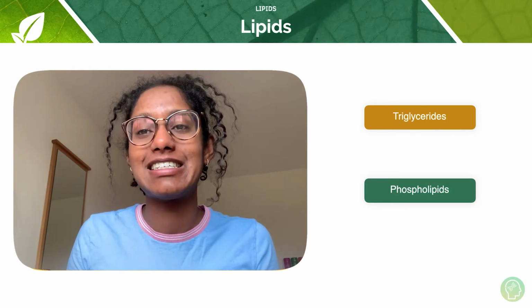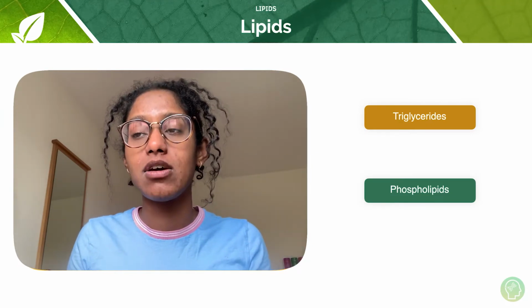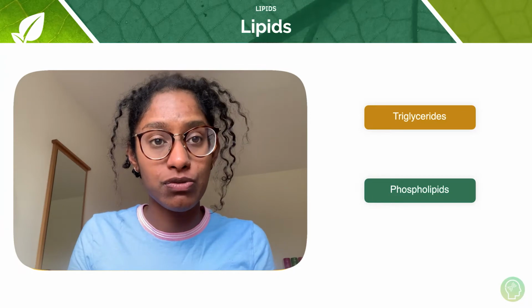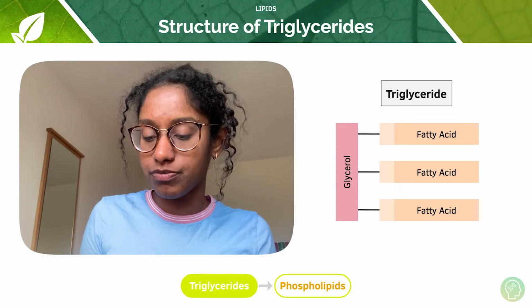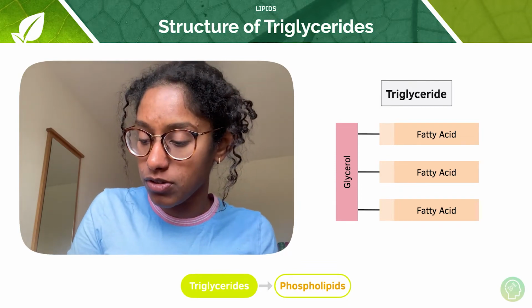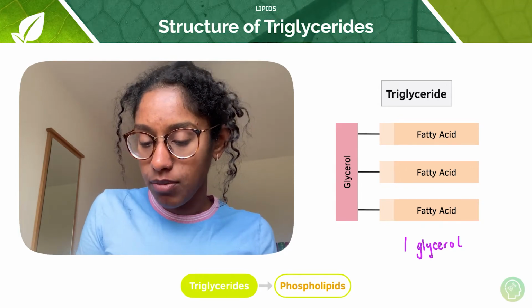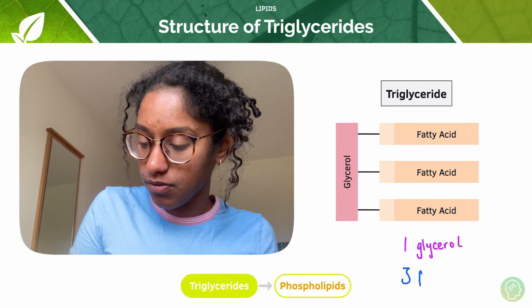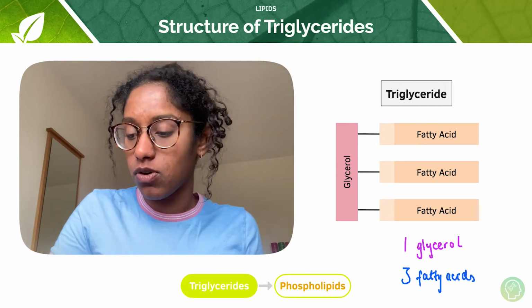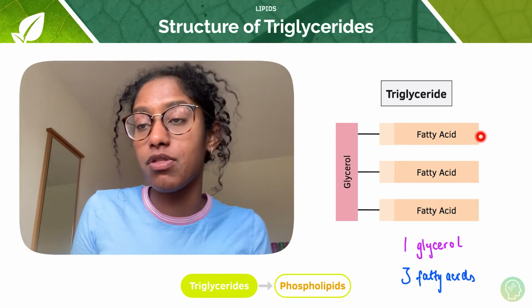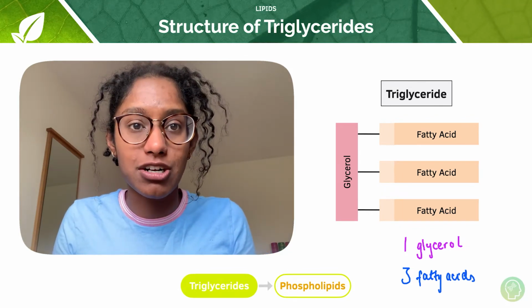So just to quickly cover the two types of lipids I want you to think about for your exams: number one, triglycerides, and number two, phospholipids. So let's have a look at triglycerides. So triglycerides consist of one glycerol covalently bonded to three fatty acids. Okay, so you can see the one glycerol here covalently bonded to three fatty acids. So that is our triglyceride structure.